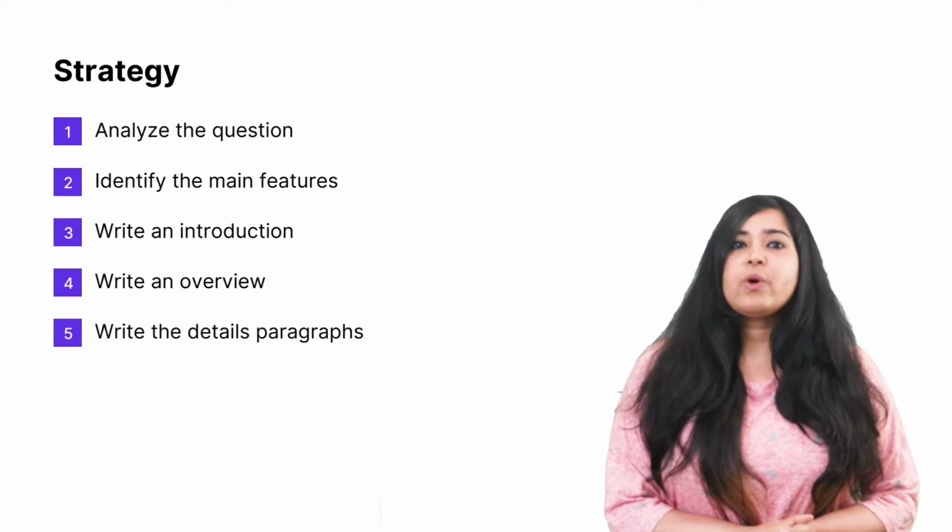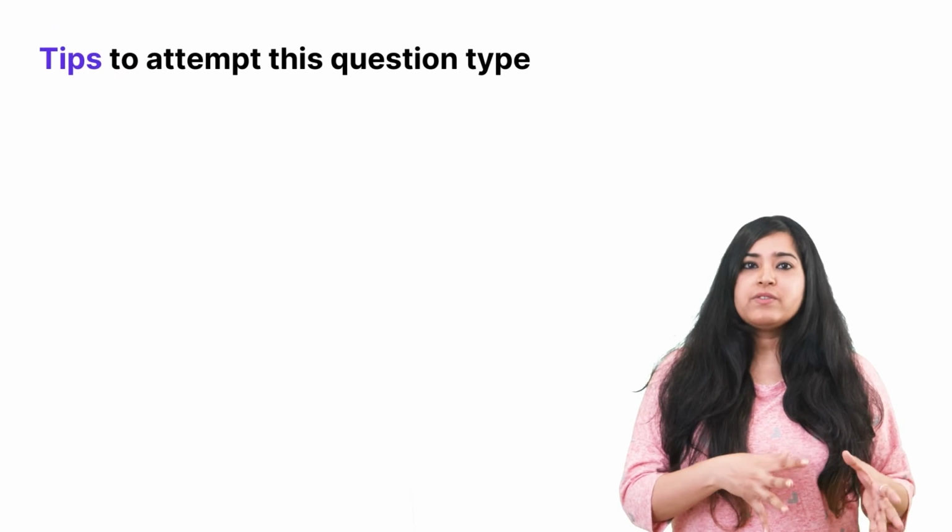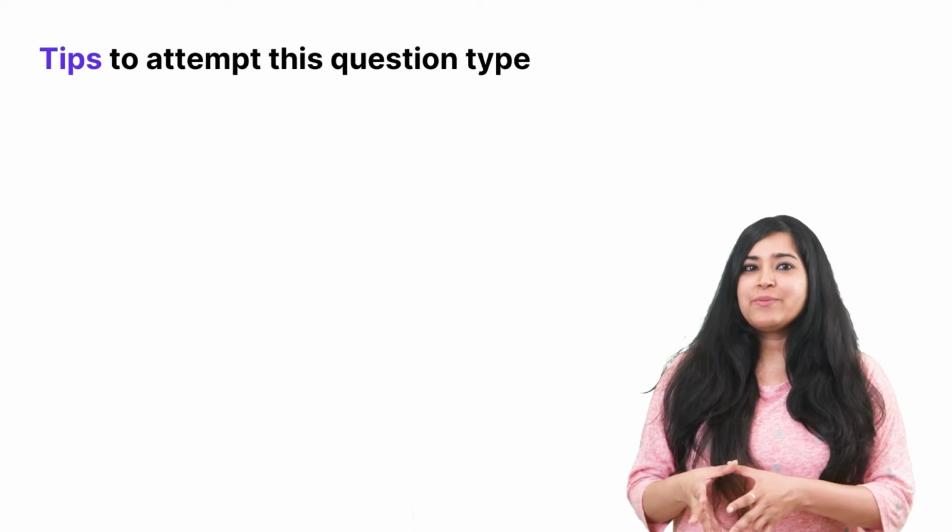After that, you're going to go on to write your detailed paragraphs. For this question type, what you could do is, detailed paragraph 1 could be about the first chart or graph, and the second detailed paragraph could be about the second chart or graph. Here are a couple of tips for writing this question type.